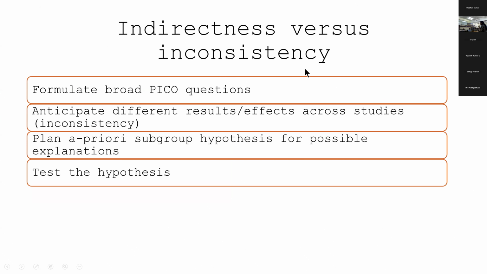Now, I just want to highlight indirectness versus inconsistency. Last week, we looked at inconsistency. We learned how we have to formulate broad PICOs and not keep them too narrow. We also learned how it's important to have a plan of action before you do the trial. So you have to anticipate different results, generate an a priori hypothesis, and postulate your direction. And we also saw how to test the hypothesis.